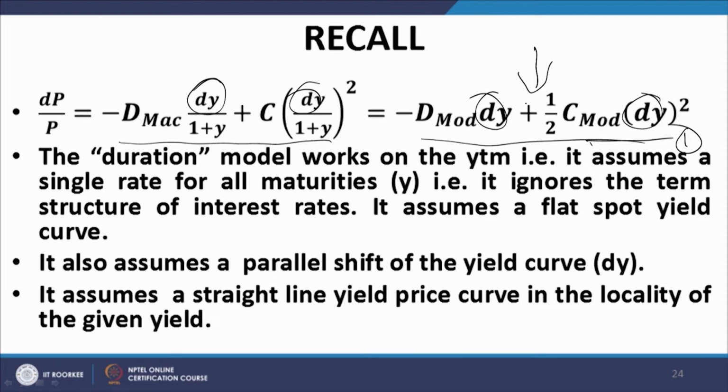It assumes a straight line yield price curve in the locality of the given yield. If you use only duration, that is, only this term, then you are not considering the convexity or the curvature of the yield price curve, that is, how the price behaves corresponding to different yields.